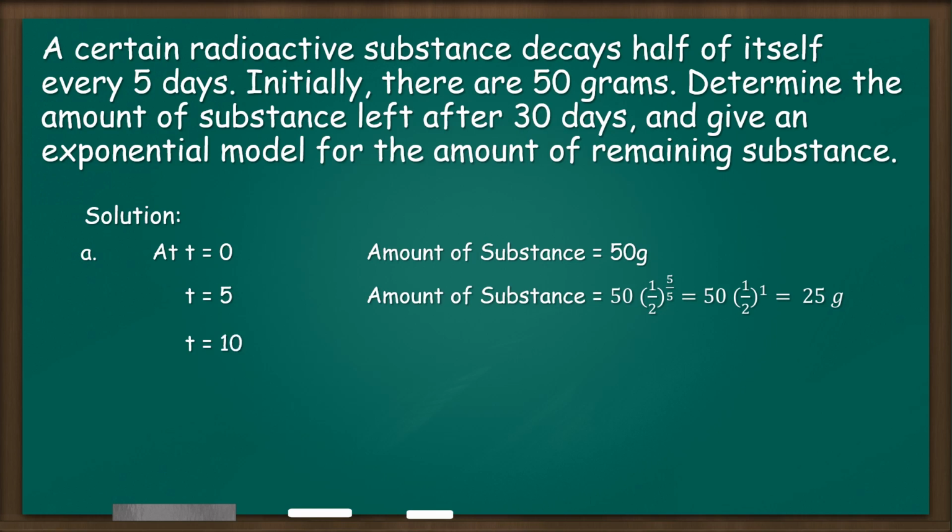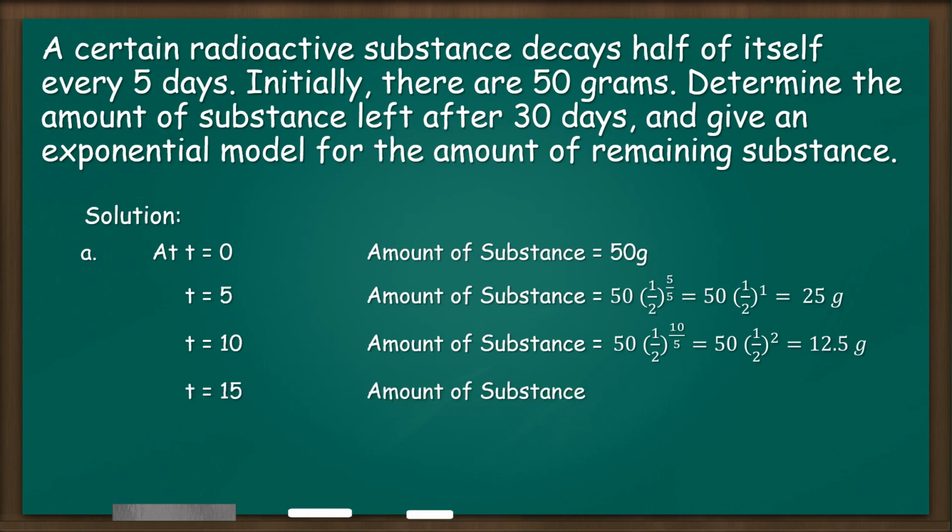At t equal to 10, the amount of substance is equal to 50 multiplied by 1/2 raised to 10 all over 5, or simply 50 multiplied by 1/2 squared, which is equal to 12.5 grams. At t equal to 15, the amount of substance is equal to 50 multiplied by 1/2 raised to 15 all over 5, or simply 50 multiplied by 1/2 cubed, which is equal to 6.25 grams.